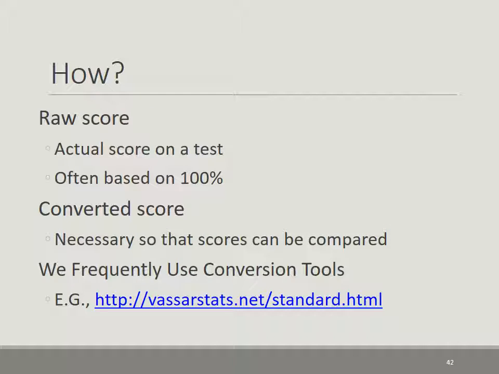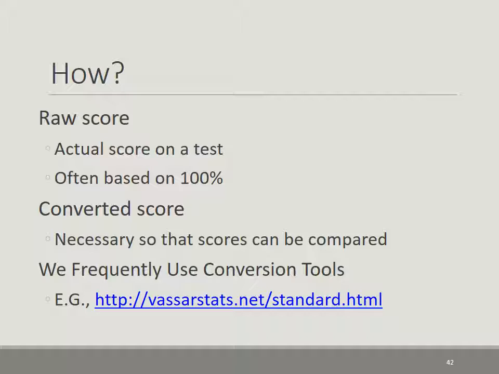So these are some terms you really need to be familiar with. We have raw scores and converted scores. Raw score is the actual score on the test. We frequently base these off of 100 just to make our lives easier. But it could be an 8, or it could be a 16 out of 16. Sometimes we just end up with weird numbers.